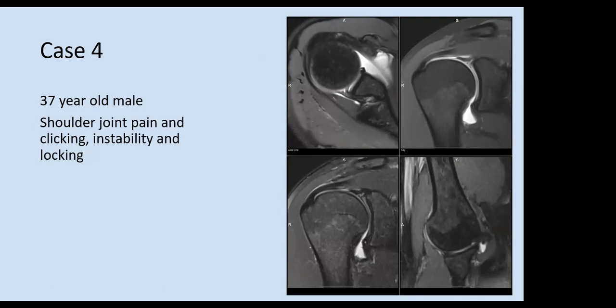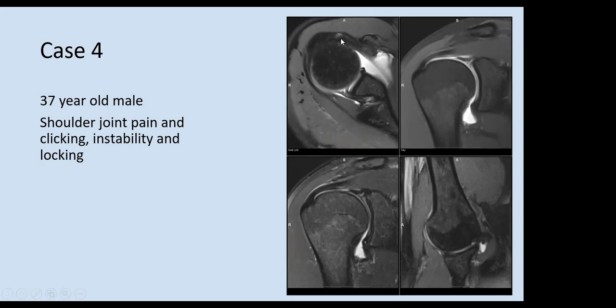37-year-old male, shoulder joint pain and clicking, instability and locking. Yes, we have multiple sequences of the MRI. I can see on the axial image there is a marked joint effusion. Yes, I can see the discontinuity of the subscapularis tendon on the axial image. You mean this one here? Yes.